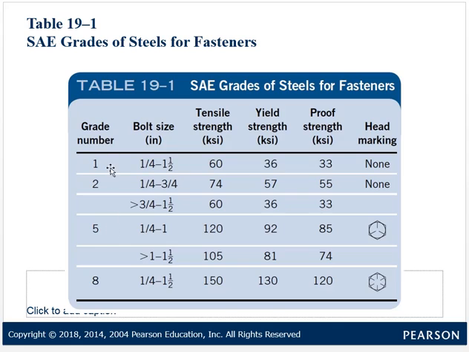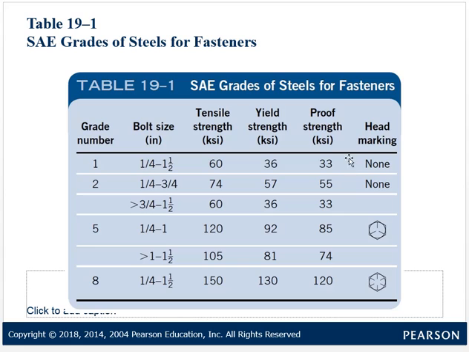When you're talking about an SAE grade, you got grade numbers 1, 2, 5, and 8. And the way you can tell these just by looking at a bolt is by the number of marks on the head. So the grade 8 bolts look like this, the grade 5 bolts look like that, and the grade 2 doesn't really have markings on them.